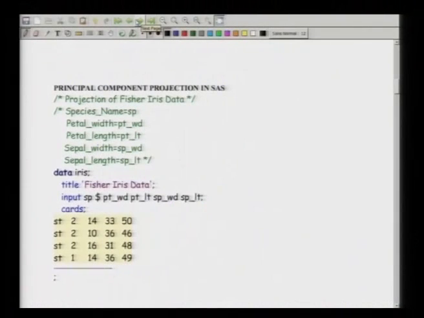So, the next thing is the SAS code for calculating the principal components. These are comments, put within /* and */, and we have stored this data and named it iris. It is given in this editor itself. We have input the data with the cards statement, and these are the 4 characteristics: petal width, petal length, sepal width and sepal length.